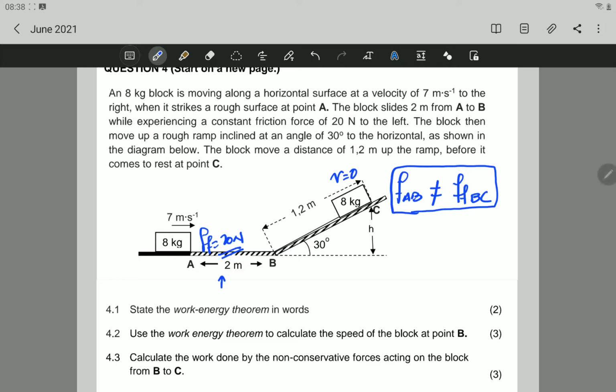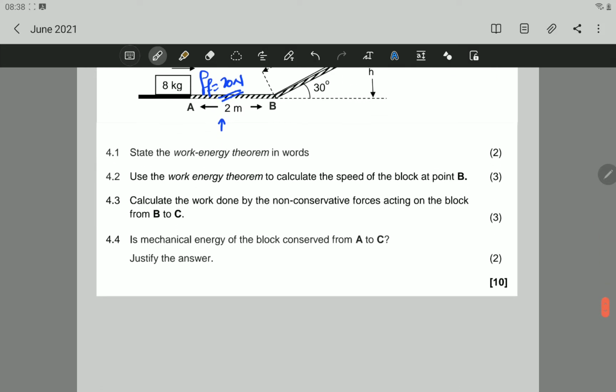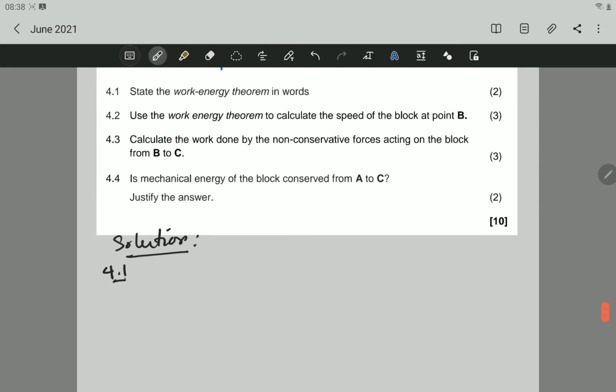So let's start with question 4.1. State the work energy theorem in words. Solution. Let's start with 4.1. State the work energy theorem in words. We already stated this one many times, but let's do it once more.